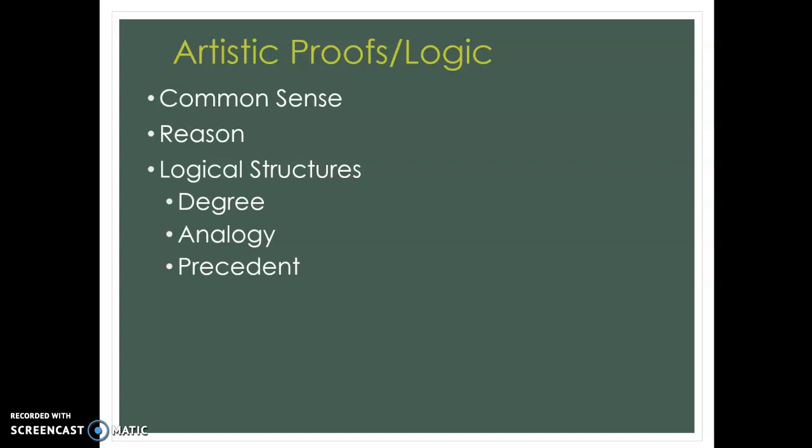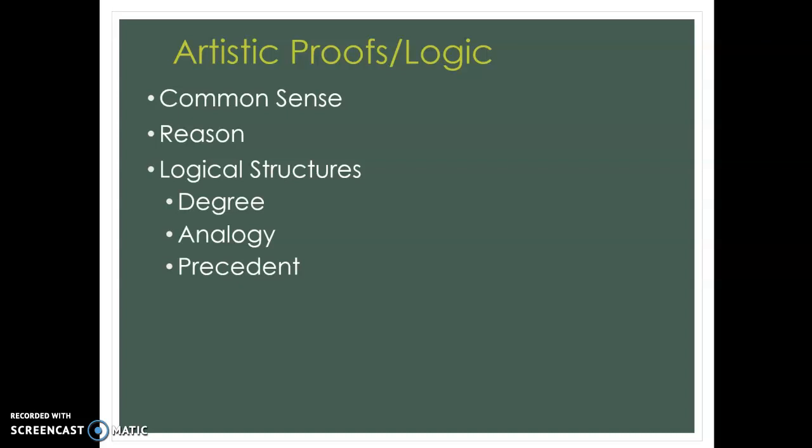But another, more structured way we can appeal to logic is through what our book calls logical structure: matters of degree, making an analogy, and matters of precedent. A matter of degree is where you make an argument like, if some ice cream is good, a lot of ice cream is better, right? If a little bit is good, a lot is better. So sort of magnifying a point, or evidence of a point.